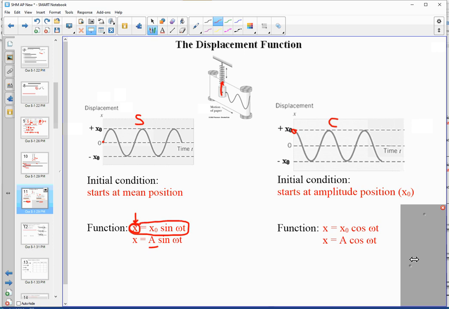And similarly, should the system start up at the top, or I guess even down at the bottom, we would model with the cosine function. So you would write x equals x0. Remember, x0 is not just any x, it's the maximum position, maximum distance from the equilibrium position, which would be down this center line. So it's either x equals x0 cosine omega t or x equals A cosine omega t. Either one is just fine with me, and they're both wonderful for modeling.